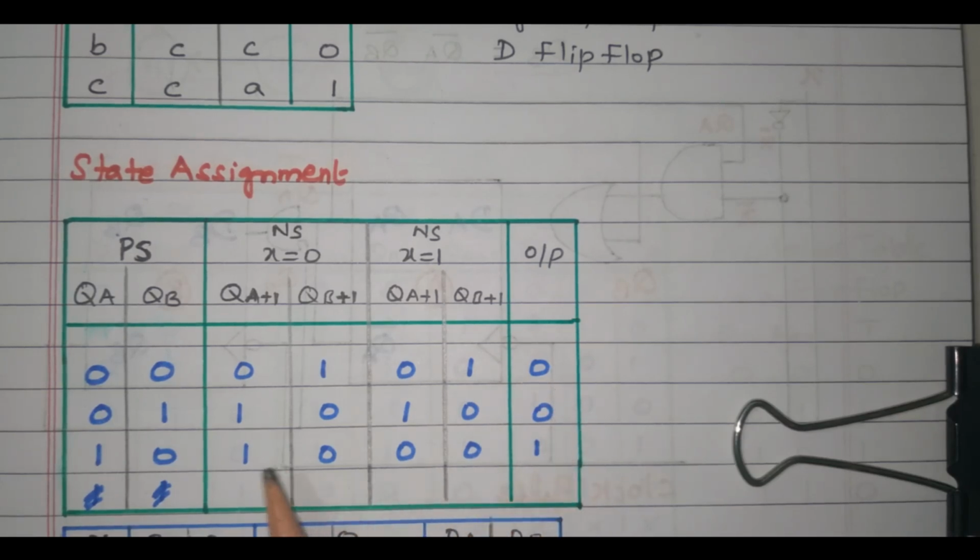Now we need to identify the excitation table. That is the design of the D flip-flop. From the present state and next state, we need to identify what is the input to the first flip-flop and second flip-flop, DA and DB. I will go to the next table.